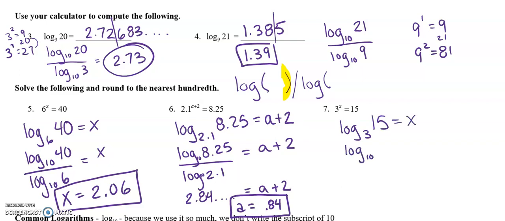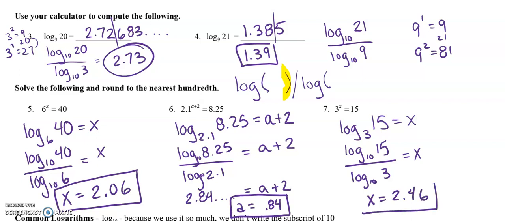So that'll be log base 10 of 15 over log base 10 of 3. So when you do that on your calculator, again, close that parenthesis before you do the division, and you get x equals 2.464. So that's 2.46. Now remember, you can always check these answers.